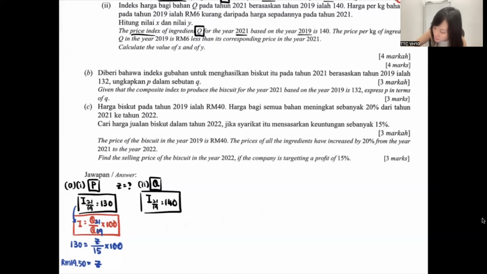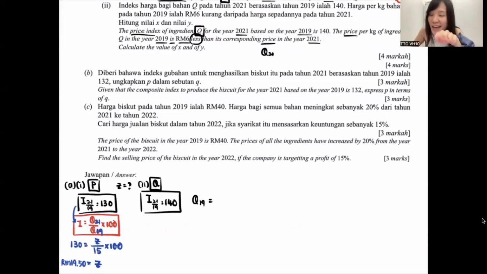Next, they say the price per kilogram of ingredient Q in the year 19. I write for you. The price for year 19, that means Q19, is equal. 6 ringgit less than the price for 2021. That means Q21. So my dear, that means Q19 is 6 ringgit less than Q21. That means your age is 6 years less than my age. That means my age, minus 6, is your age. Correct, my dear? You read the question, you try to understand.